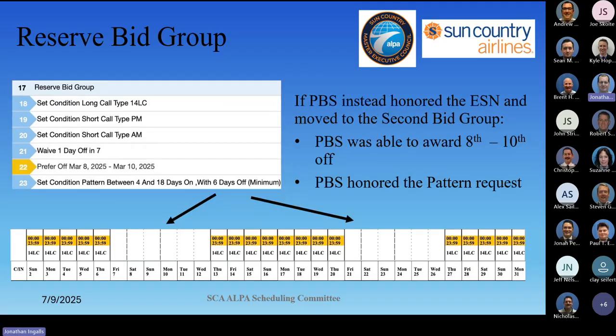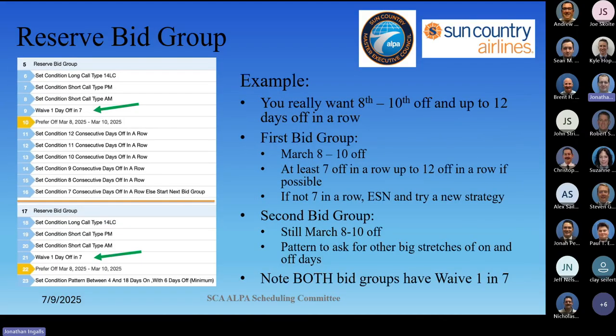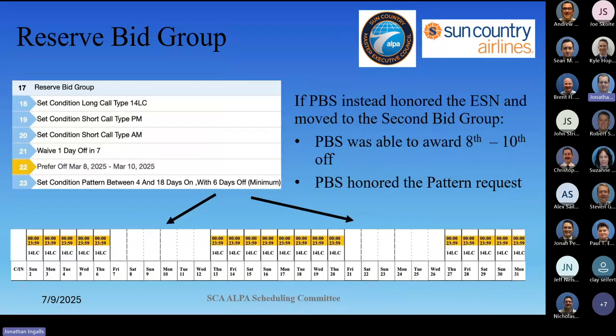So let's say that that first bid strategy wasn't able to be awarded to you and you get the second one. So let's say that first bid strategy failed and we move on to bid group 2, which was we were waiving 1 and 7 again. I'd like the 8th to the 10th off, and I want a pattern between 4 to 18 days off with 6 days off. That looks something like this.